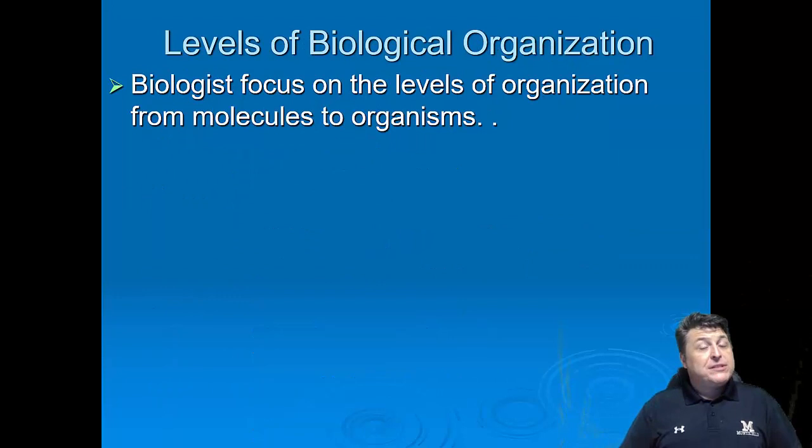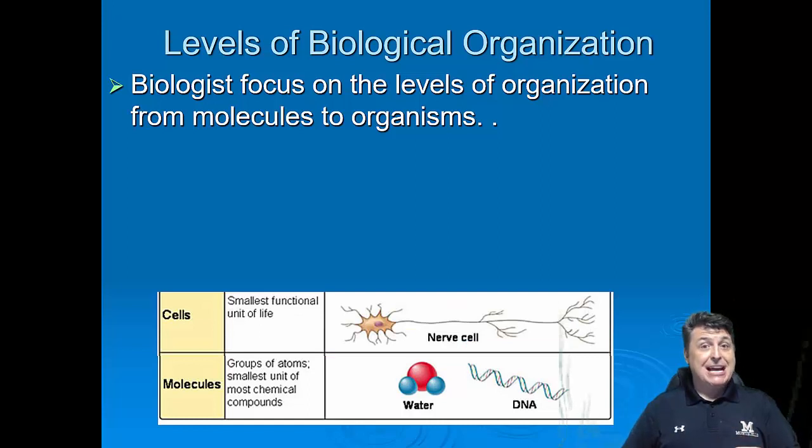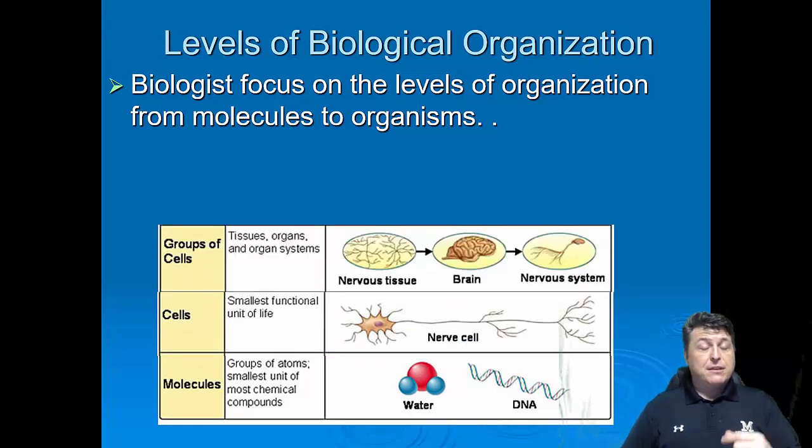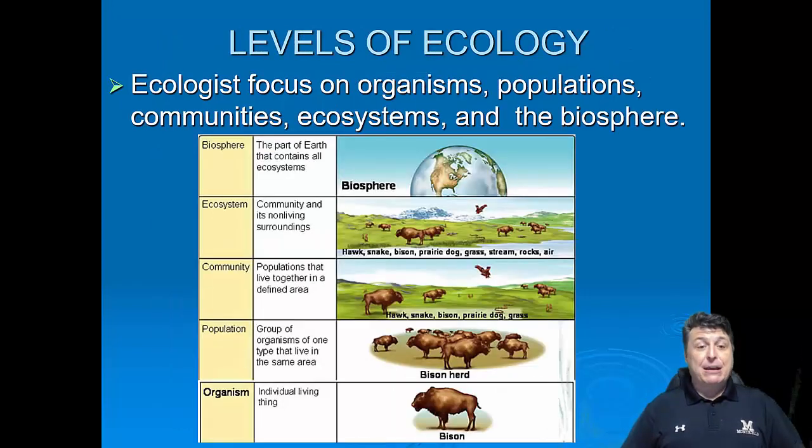Now, biologists, like when we studied early on this year, we focus on the levels of organization from molecules to organisms. So we learned about important molecules like water and DNA, and that molecules come together to build cells, and cells come together to make tissues. The tissues make organs, organs make organ systems, and then really for your general biology, the last level that a lot of times we look at is the organism level. But for ecologists, we go for a much bigger scale.